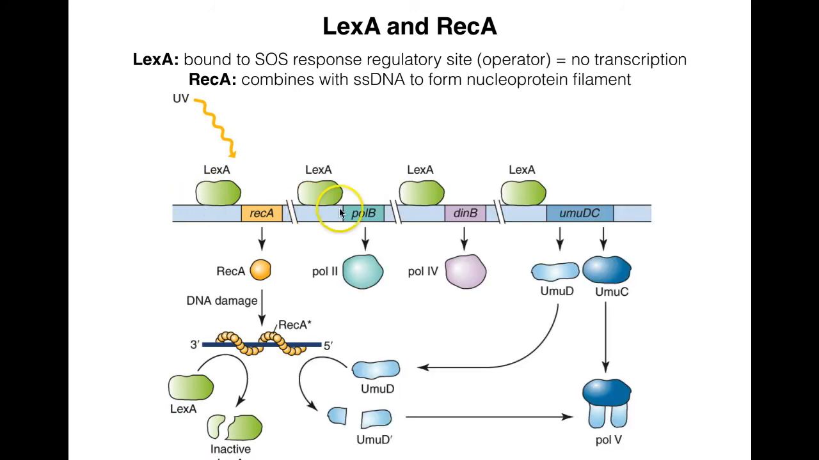And specifically, we're looking at transcription of 3 different polymerases, the error-prone polymerases. We've got polymerase 2, polymerase 4, and polymerase 5, which is actually in a few different subunits.